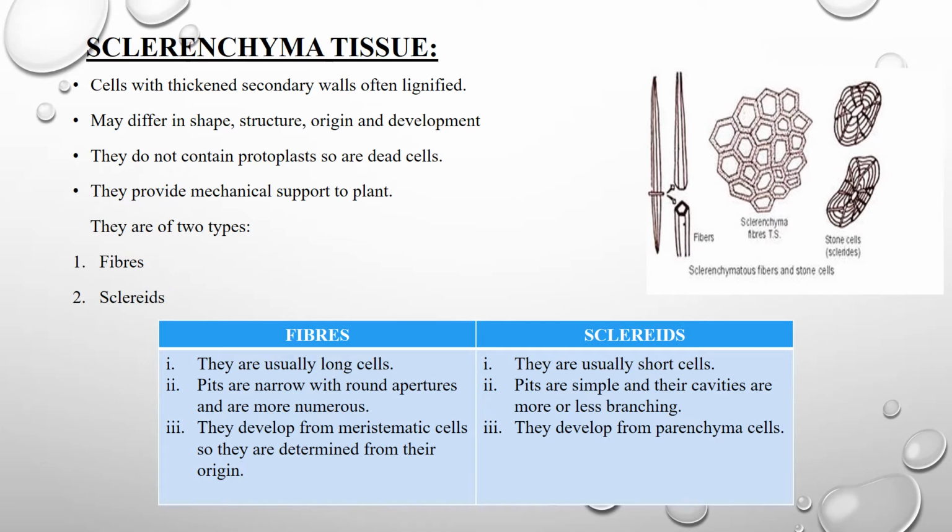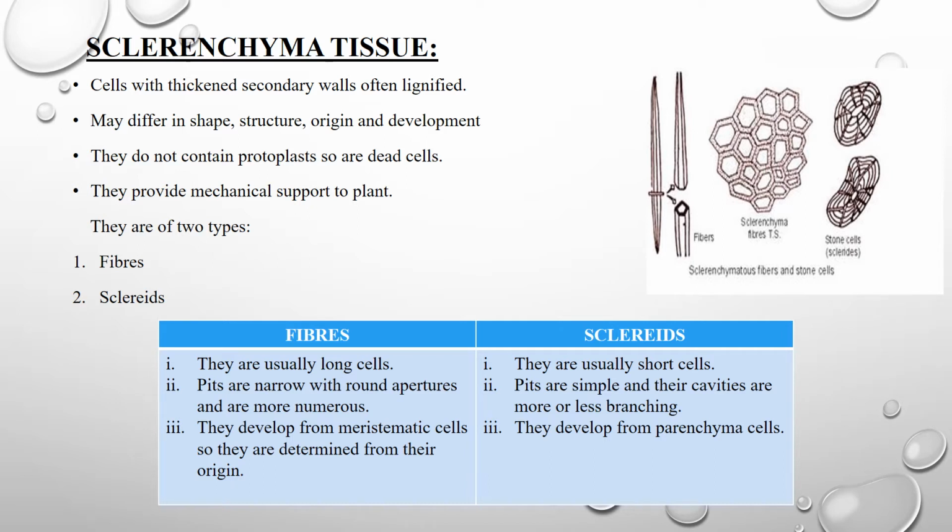The cells of sclerenchyma tissues have very thickened secondary walls. These walls are often lignified, which means lignin has been deposited in these walls. The cells of the sclerenchyma tissue may differ in shape, structure, origin, and development. They do not contain protoplast, which means that they are dead cells. Their function is to provide mechanical support to the plant, and they provide rigid mechanical support to the plant organs.